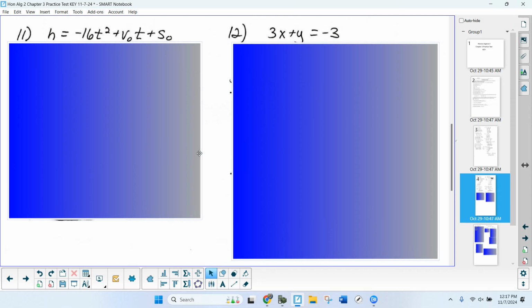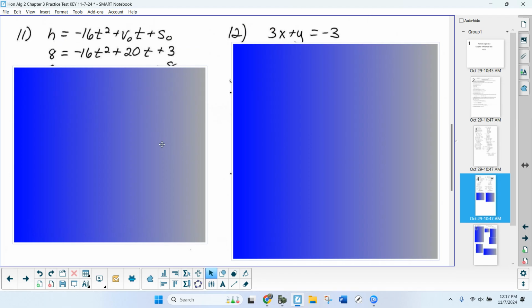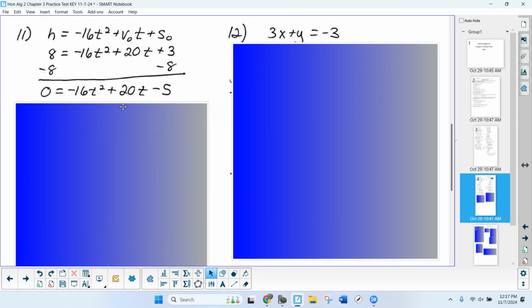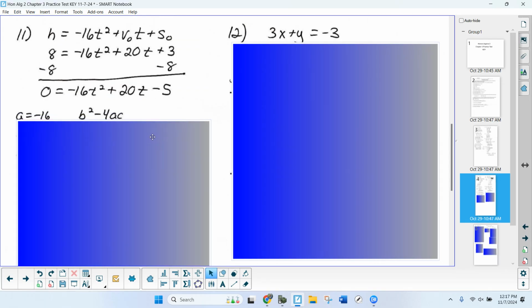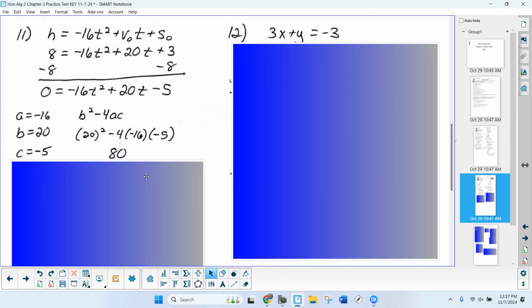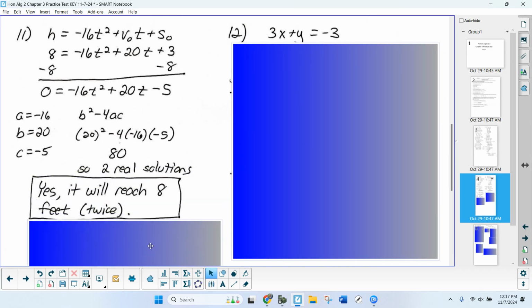I just plugged 20 in for the V0 and 3 in for the S0 equals 8, and subtracted the 8 over to get negative 16t plus 20 plus negative 5 equals 0. Then I had to find the discriminant, so I plugged all those in and got 80. And since 0 is less than 80, it's 2 real solutions, and it'll reach 8 feet twice. Okay, because it's a positive number, it will be 2 real solutions, so it will reach twice.